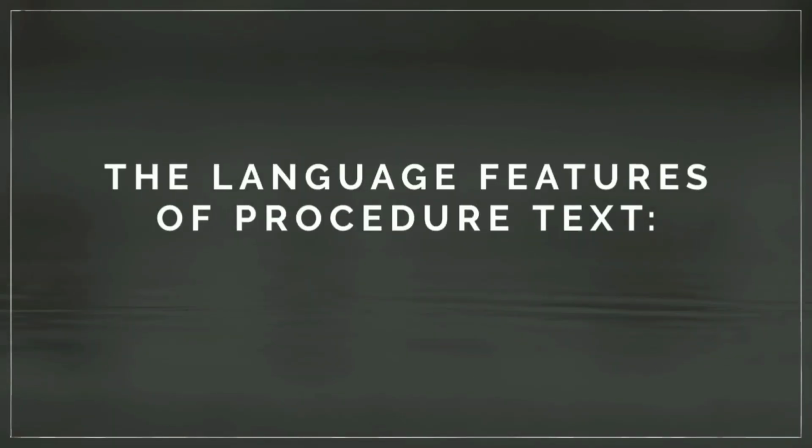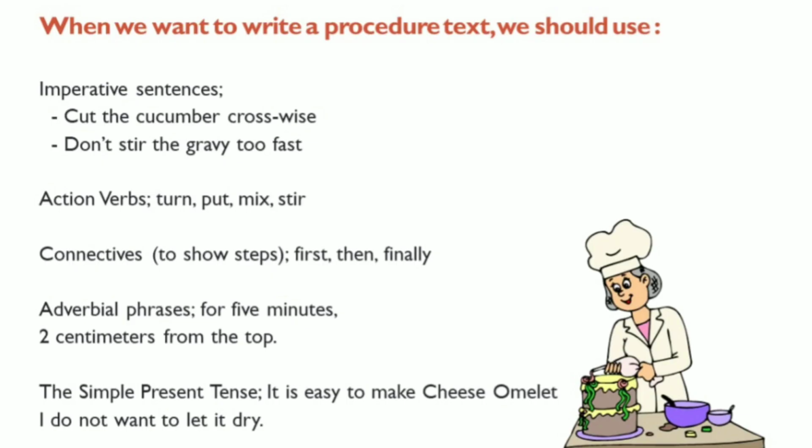Dear my lovely students, let's talk now about the language features of procedure text. Mari kita bahas bersama ciri-ciri kebahasaan dari teks prosedur. When we want to write a procedure text, we should use imperative sentences, action verbs, connectives, adverbial phrases, the simple present tense. Ketika kita mau menulis teks prosedur, kita harus menggunakan 1. Kalimat perintah. Contohnya, cut the cucumber crosswise. Don't stir the gravy too fast.